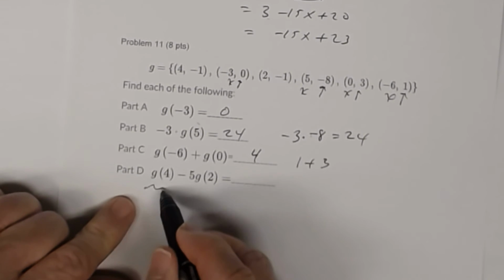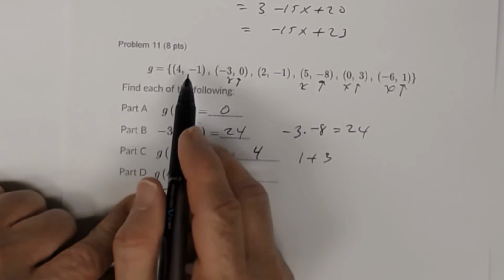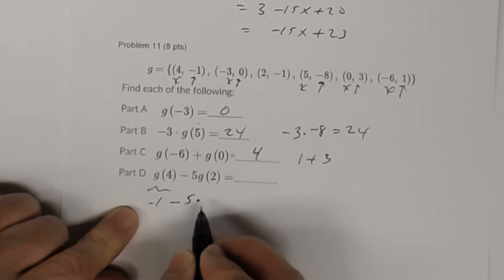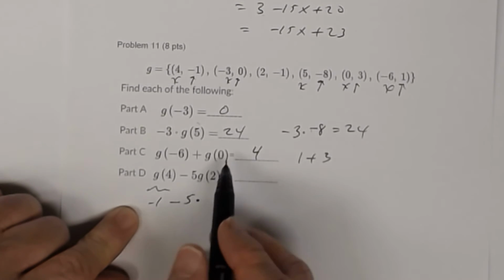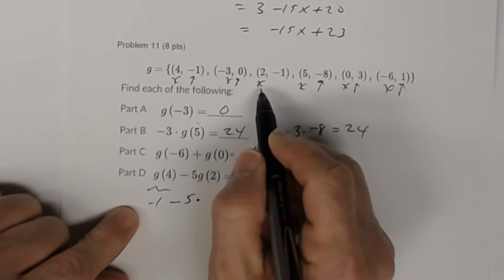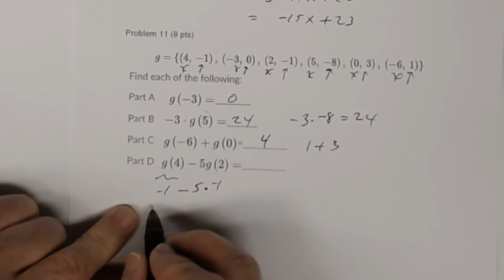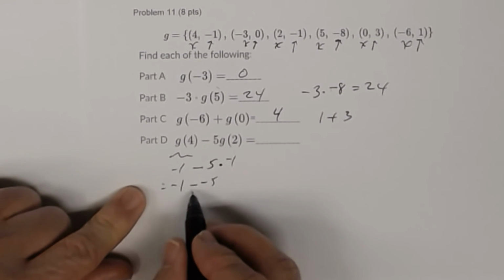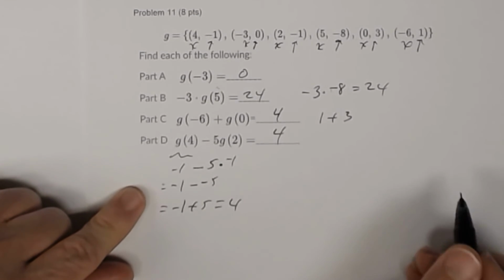Now over here, g of 4, so remember that means what's the y value when x is 4? When x is 4, that's right here, my y value is negative 1. Subtract 5 times g of 2. Well, when x is 2, my y value is negative 1. So this becomes negative 1, subtract a negative 5. 5 times negative 1 is negative 5. And negative 1 subtract negative 5 means negative 1 plus 5, which is a positive 4. Okay? All right, so that was number 11.